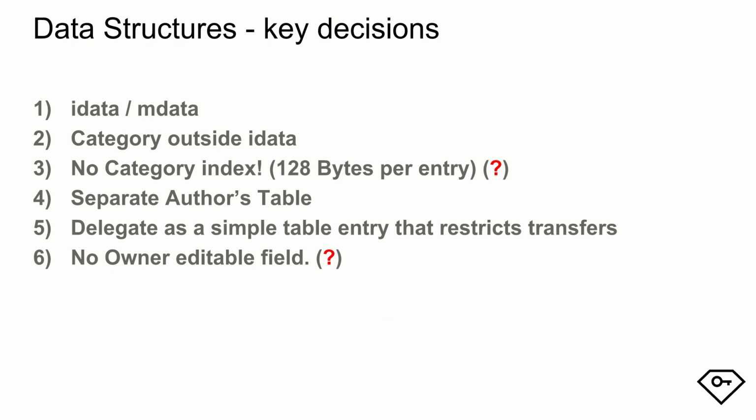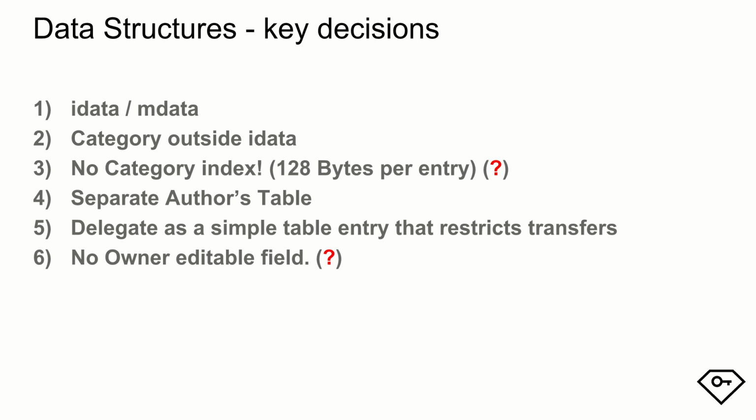Key decisions, of course, was the big one of immutable and mutable data. We could have easily made category part of the immutable data, but we thought it was convenient to have it as its own field. It means a little more RAM, but a little less work to search for stuff by category. However, we decided not to index by category. We decided it was kind of the intermediate road. We decided to have a separate category field, but not to index by it. Indexing by category means an extra 128 bytes per asset. We didn't think it was that big a deal either way, but we decided not to index.